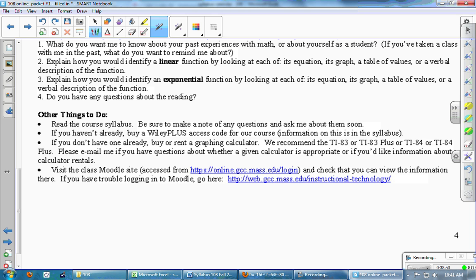And next thing is, of course, you're going to visit the Moodle site. Maybe you've already done so. If you're not able to, there's some good information at that site right there.